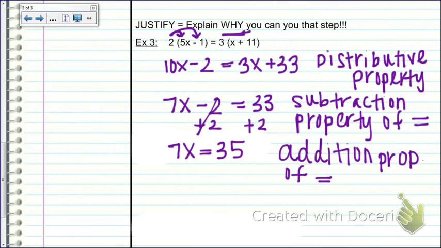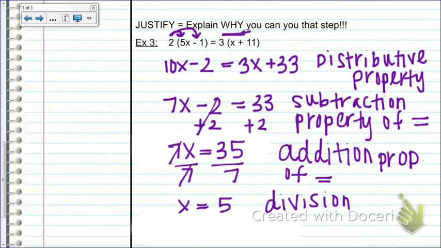And then we divide both sides by 7. And we get x equals 5. And if I divide both sides by the same number, what property do you think that's called? Division property of equality. I knew you all would pick this up.